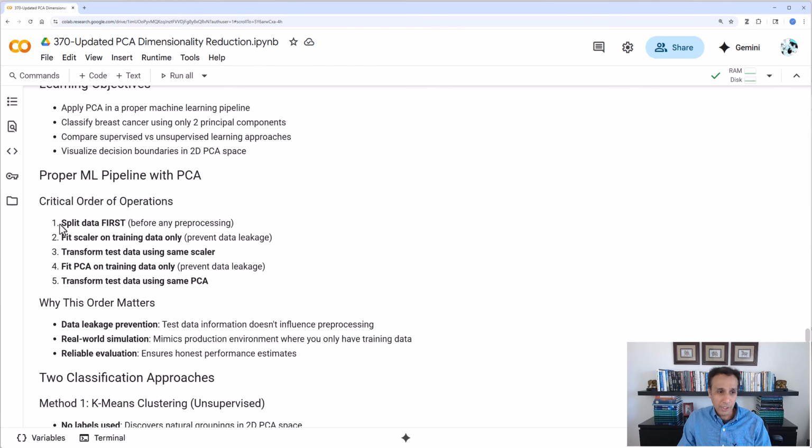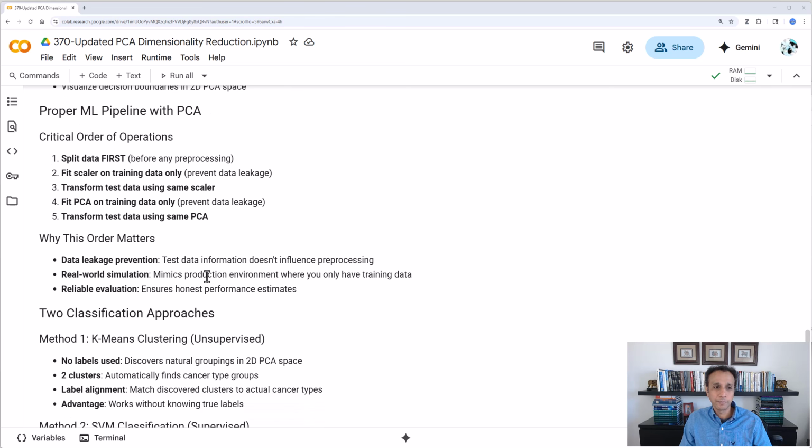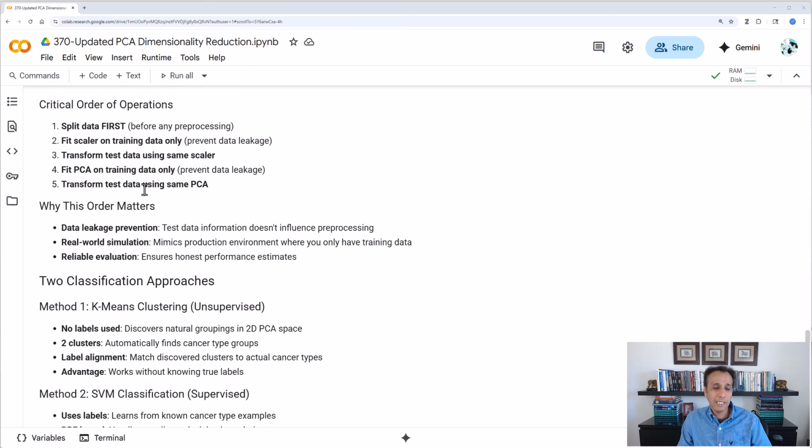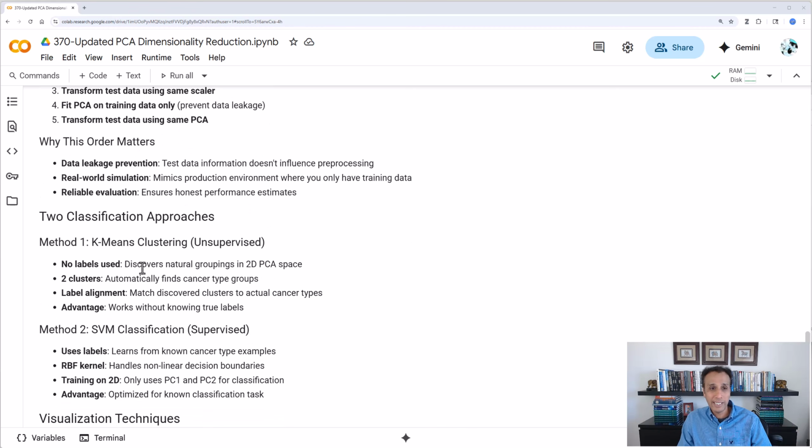So good practice. Split the data first before doing any processing, and then scale them independently. Training and testing data sets, scale them. And then transform the test data using the same scaler that you have done using the training, right? So exactly the same way. And then fit the principal component analysis on training data only, and then transform the test data using the same principal component analysis. Okay, and then that order obviously matters.